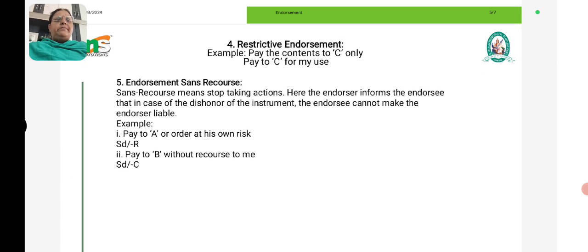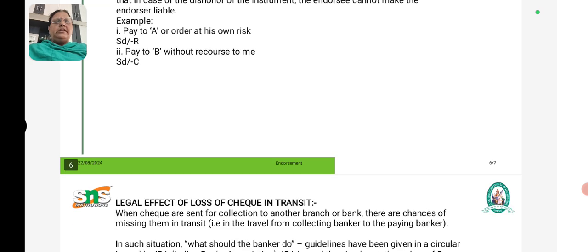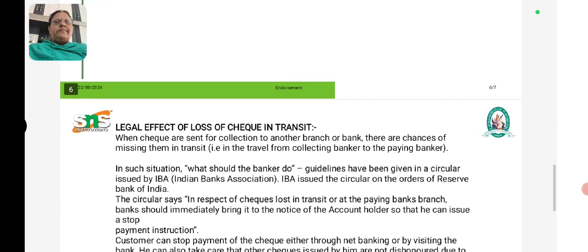Restrictive endorsement. Examples: pay to C only, pay to C for my use. If restrictive words are used, it is known as restrictive endorsement. Endorsement sans recourse. Sans recourse means stop taking action. Here the endorser informs the endorsee that in case of dishonor of the instrument, the endorsee cannot make the endorser liable. Example: pay to A or order at his own risk, or pay to B without recourse to me, said C. These are some of the examples.